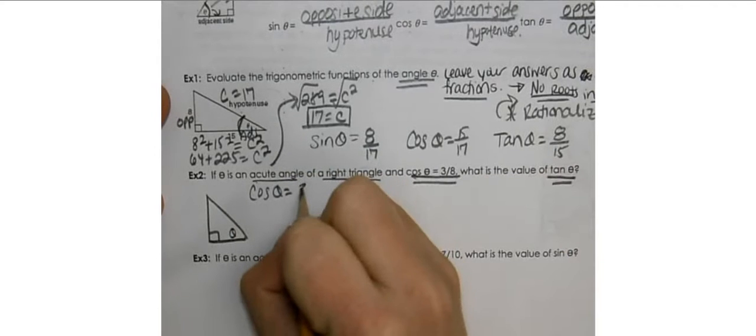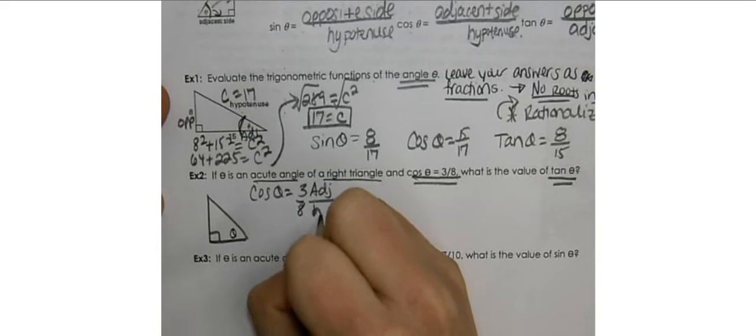Example number 2 says, if theta is an acute angle of a right triangle, and we know that the cosine of theta is 3/8, what's the value of the tangent of theta? So what I'm going to do is draw a right triangle. And I'm going to call this angle right here theta. And if we know that the cosine of theta is equal to 3 over 8, we know that the adjacent has to be 3 and the hypotenuse has to be 8. So I'm going to put in my hypotenuse as 8 and my adjacent side is 3.